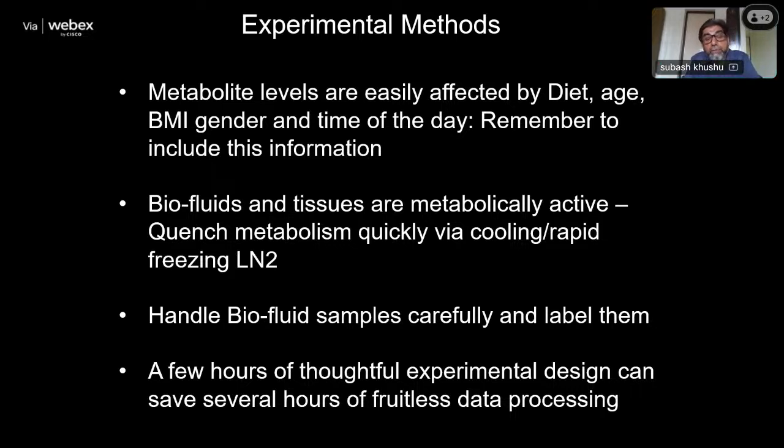And you should, as soon as you draw the samples, label them immediately so that you don't mix the samples together. And you must take some more time to do the experimental design. Otherwise you will waste a lot of fruitful time in data processing, and then finally you find there's some error in the experimental design.